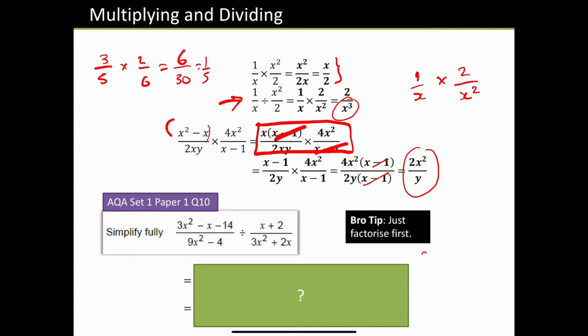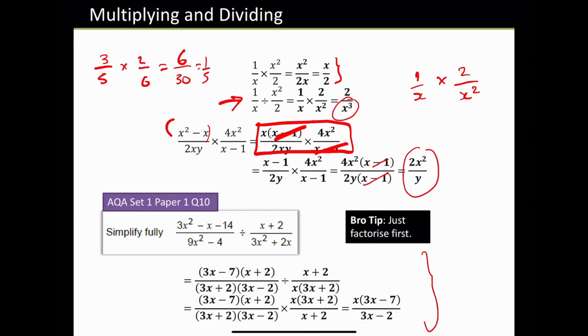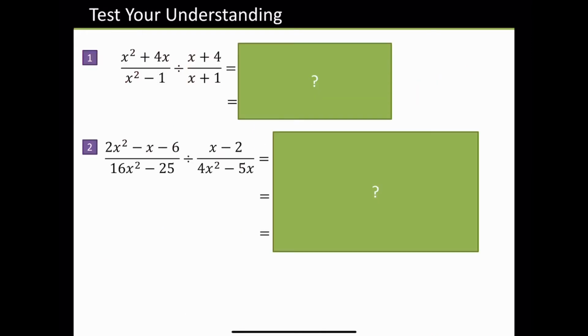For this one, if you want, pause the video and try this question for yourself. Hint: you need to make sure that you factorize everything. Quite a hard question. So by factorizing everything, you get this. Then you also need to make sure that you flip the second fraction. So by cancelling down, 3x plus 2 cancels with the 3x plus 2, and x plus 2 cancels with the x plus 2. So we're left with x, 3x minus 7 over 3x take 2.